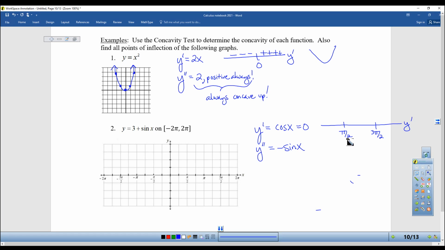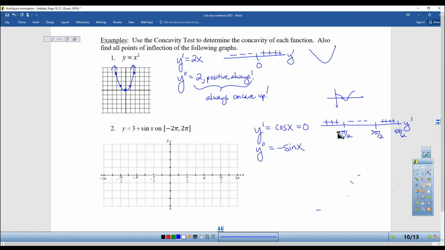So what is it doing in between? Well, before pi halves, so try and picture your cosine graph. Before pi halves, cosine is positive. And then, so I'm not plugging something in, I'm just looking at the graph. And then between pi halves and 3 pi halves, cosine is negative. And then from 3 pi halves on, well, just until 5 pi halves, but we don't really need to go that far. 3 pi halves on, it's going to be positive again.